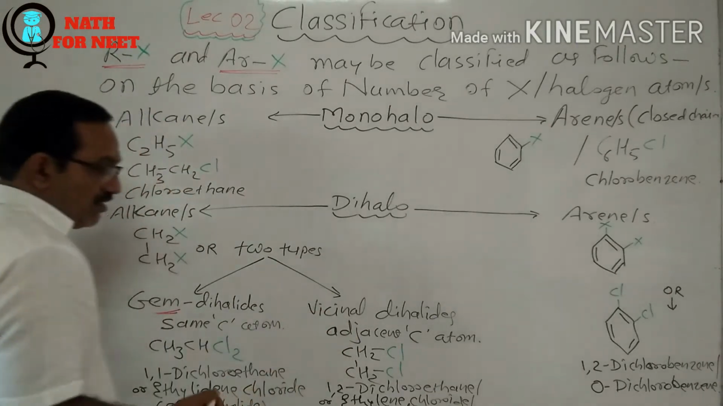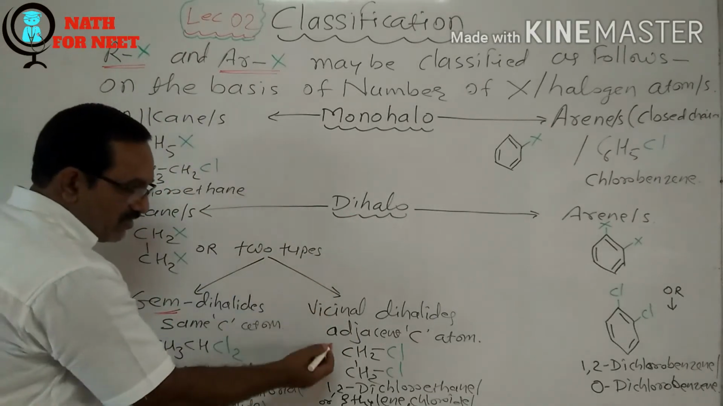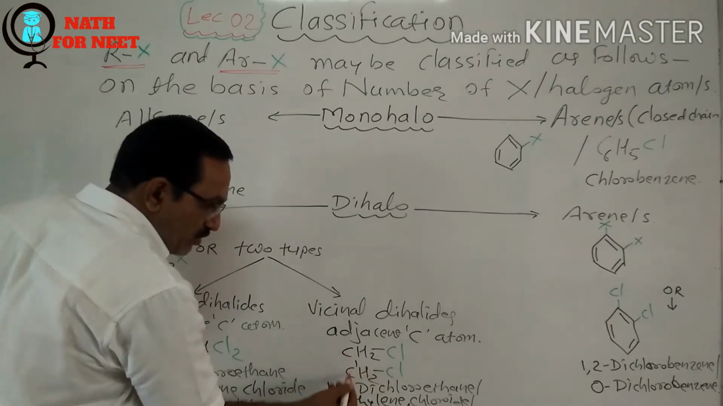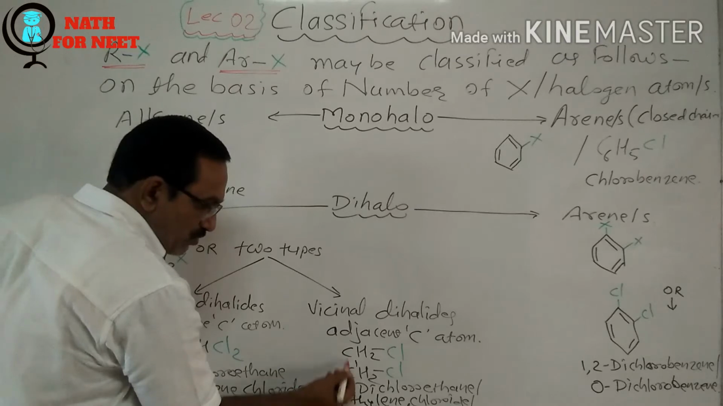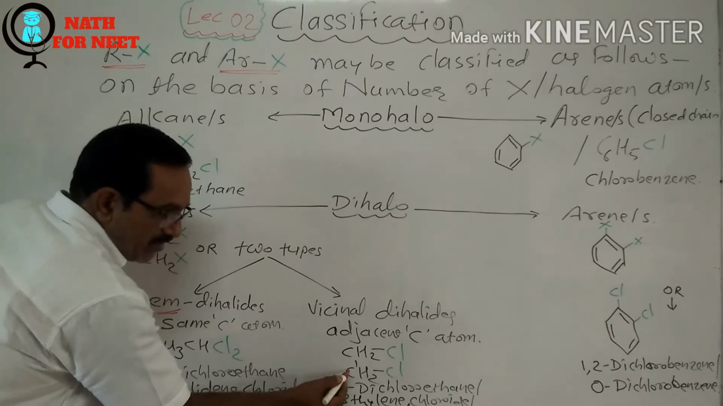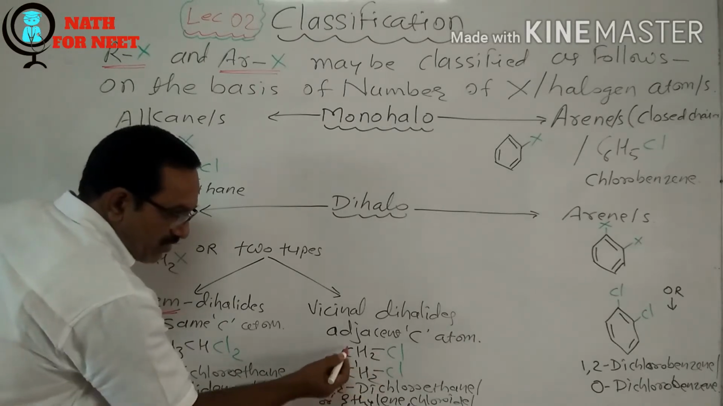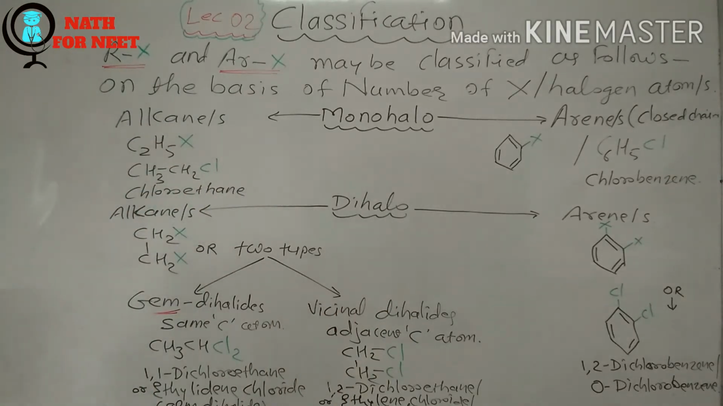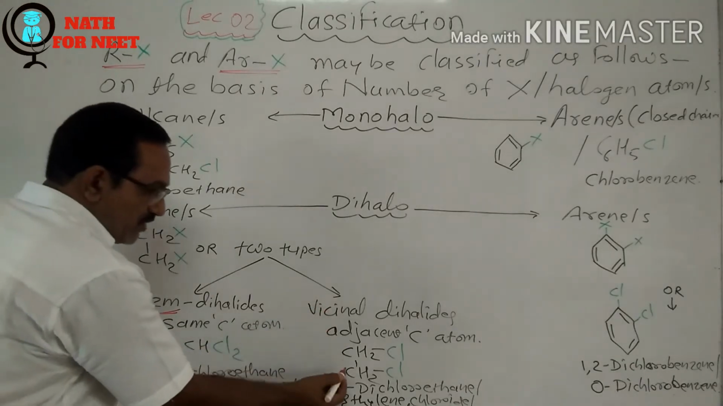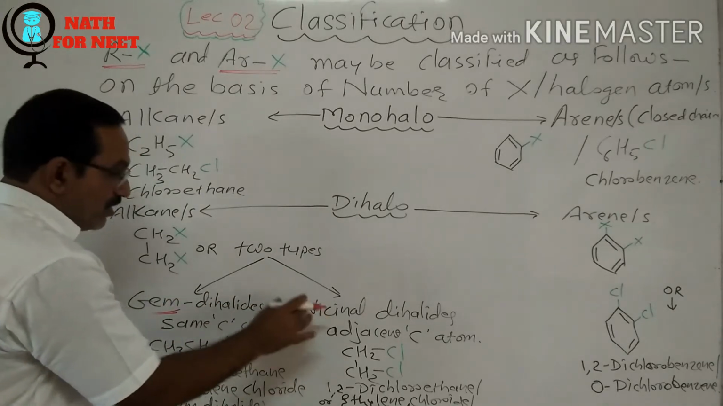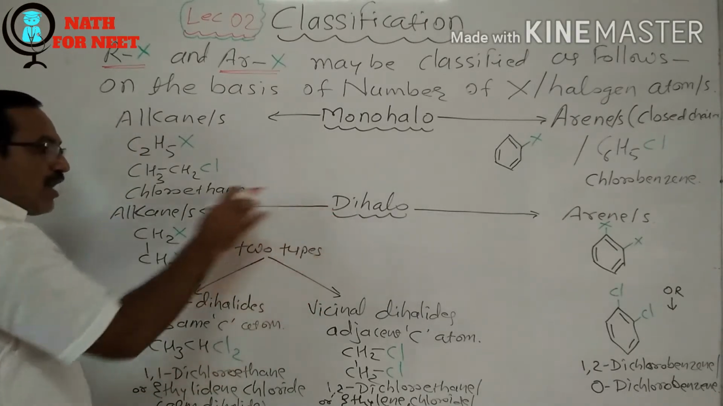Then see here, this is the second type of dihaloalkanes. In this case, the two halogen atoms attach to adjacent carbon atoms, this carbon and this carbon, which are neighbors of each other. The two carbons are in the vicinity of each other, meaning close to each other. When the two halogen atoms separately attach to two neighboring carbon atoms, that is the case of vicinal dihalides. So this is the difference between vicinal and geminal dihalides, and both belong to the dihaloalkanes.